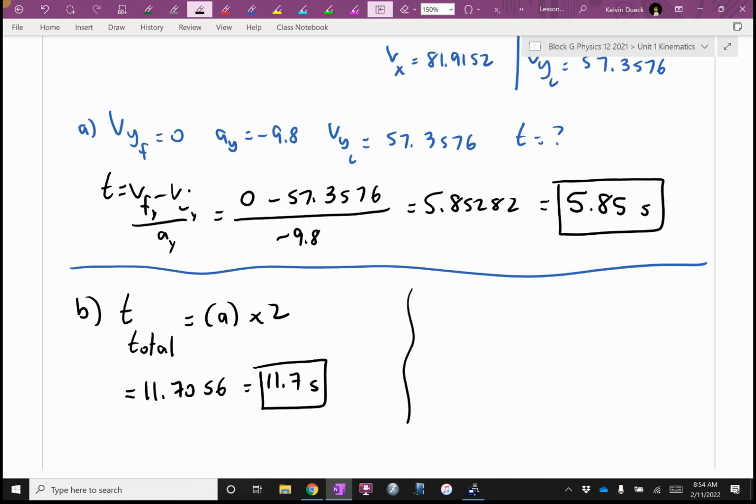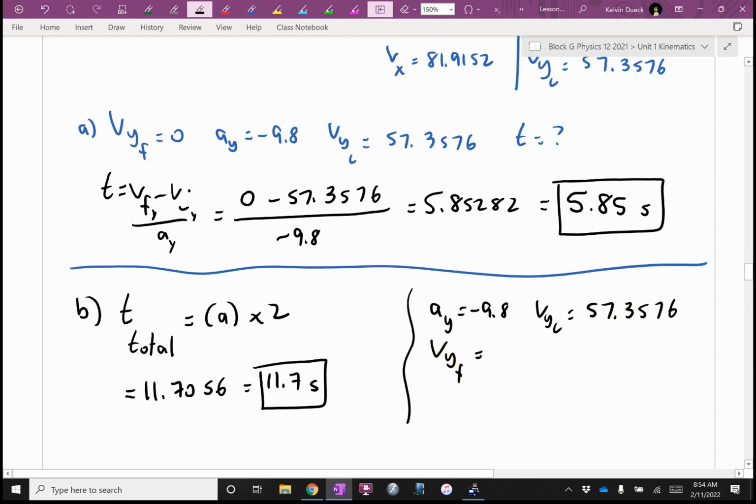Well, I know AY is negative 9.8. I know VY initial is 57.3576. I also know VY final, not 0. What goes up must come down. VY final is negative 57.3576. I could use that to find time.